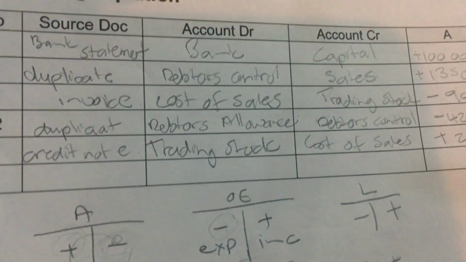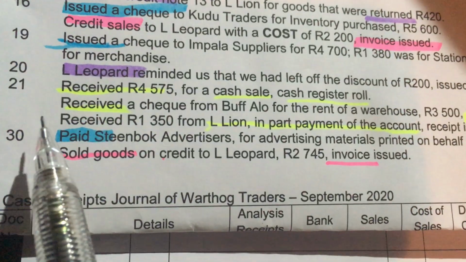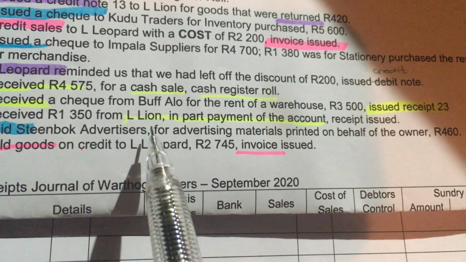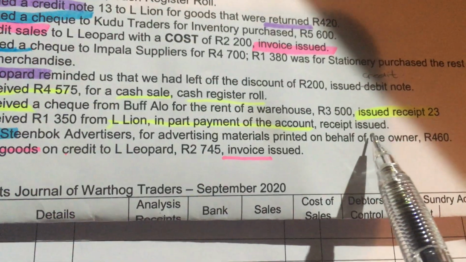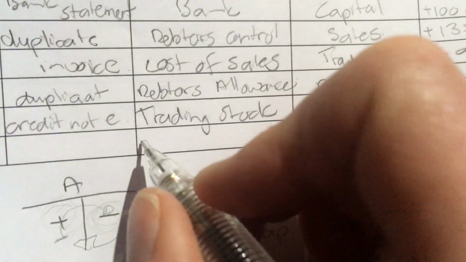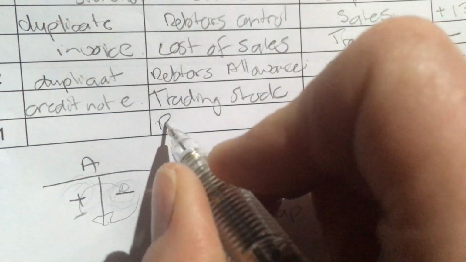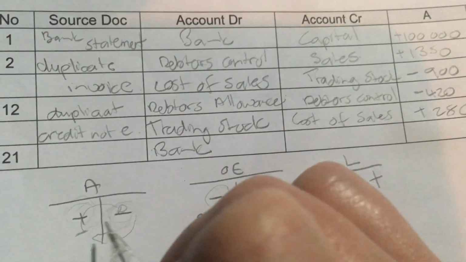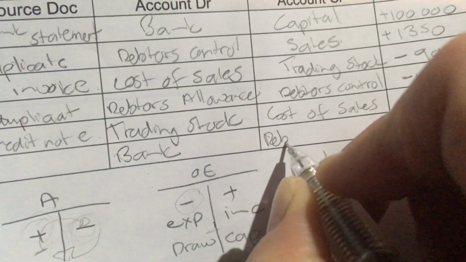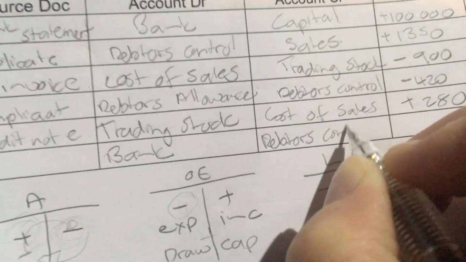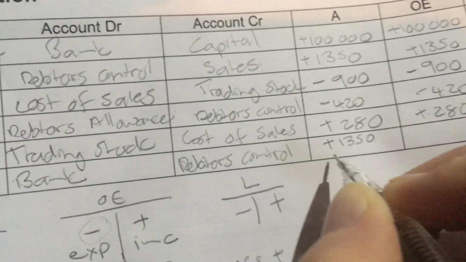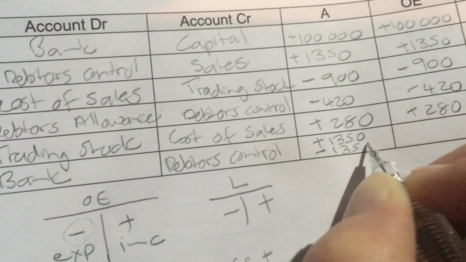And lastly, I want to just look at the last transaction on the 21st, not these two. So received 1350 from line in part payment of the account receipt issued. So here the debtor is paying us back. Firstly, let's think about what's happening to bank. We're receiving money from a debtor. So my bank account is going to increase, right? And the debtor is paying me back, so he owes me less. So I'm going to credit debtor's control. Now they're both assets. My bank account increased with 1350, and the debtor owes me 1350 less.